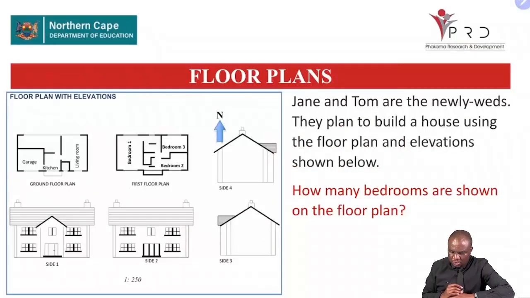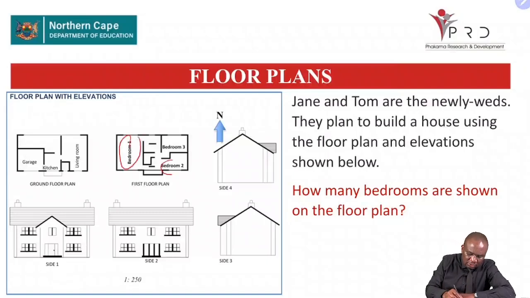Jane and Tom are newlyweds. They plan to build a house using the floor plan and elevations shown below. It's now alongside. How many bedrooms are shown on the floor plan? Just counting and being accurate then. 1, 2, 3. Do you have any other bedroom? No, we don't have. So it's 3 bedrooms there. 3 bedrooms.